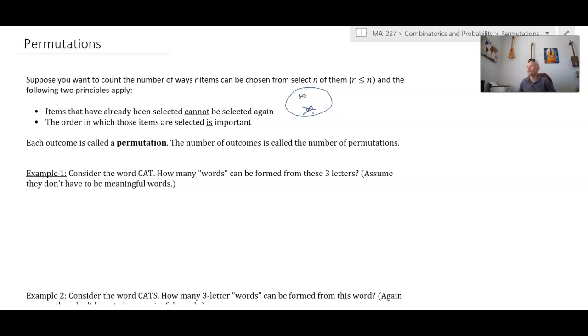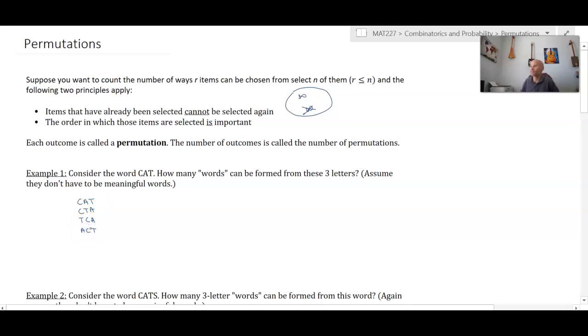So here's an example. Consider the word cat, C-A-T. How many words can be formed from these three letters? Well, assume that those words don't have to be meaningful, but how many ways, in other words, can I rearrange these letters? Well, of course I have C-A-T. I can do C-T-A, just rearranging those last two letters. I could have C in the middle position, and then I could have T-A in the first and the last. I could have C in the middle position, A in the first, T in the last.